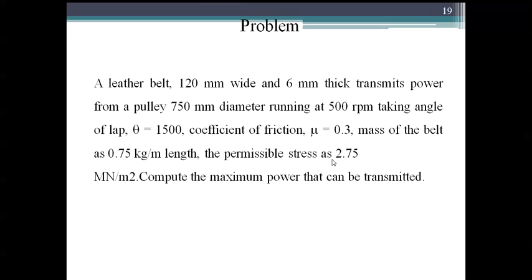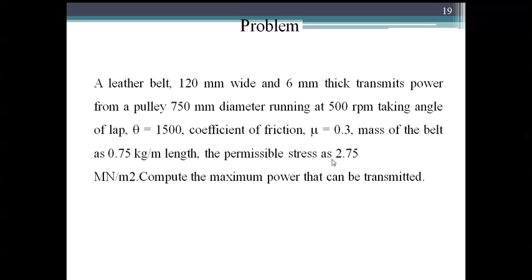So here we need to find the maximum power transmitted. First we need to find the Tmax. Tmax can be found out by using Tmax equal to permissible stress into area of the belt, which is the maximum tension. After finding the maximum tension, here theta value is given. So from that you need to find the belt ratio, T1 by T2 equal to e power mu theta. Mu is given, theta is given. From this you can find the ratio of belt tensions.